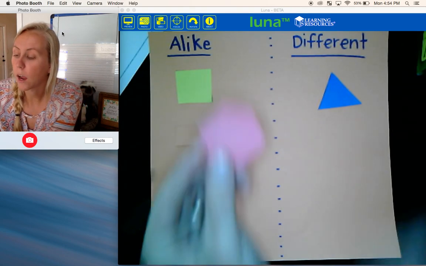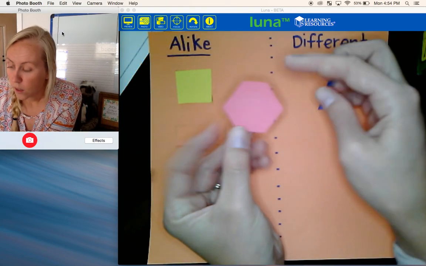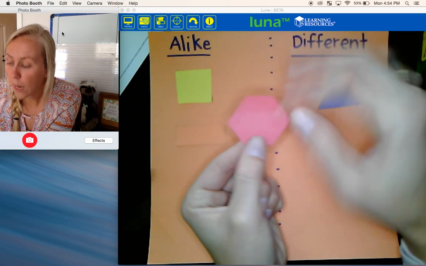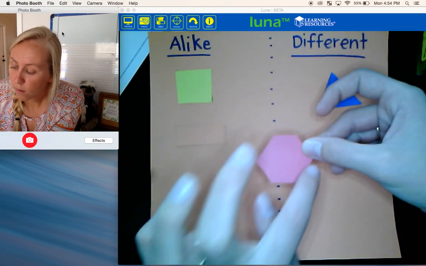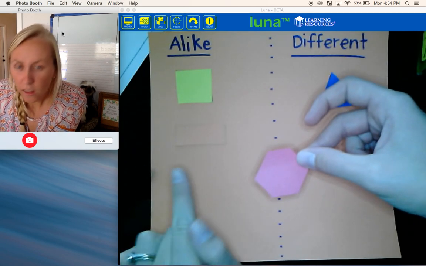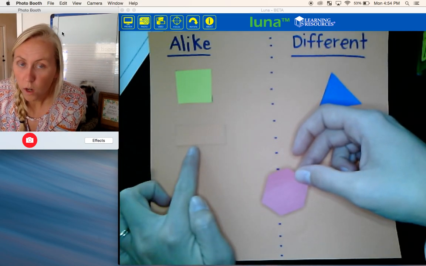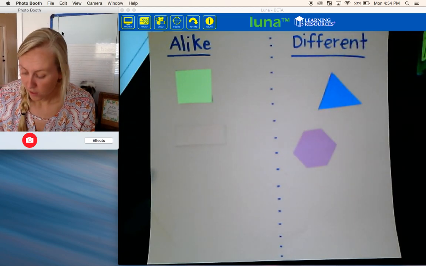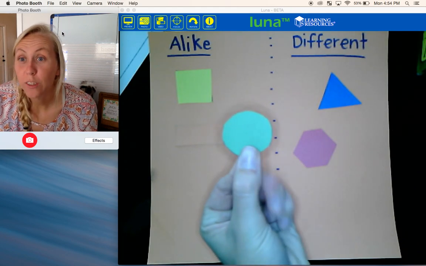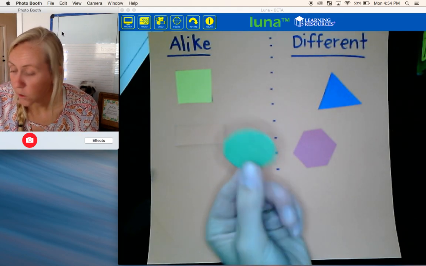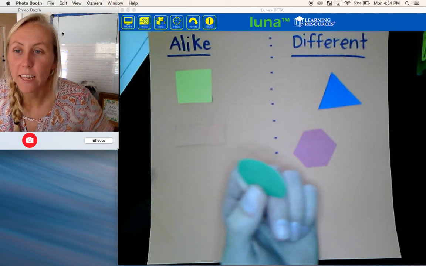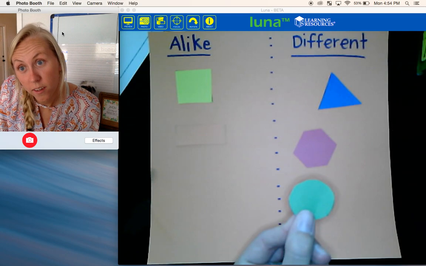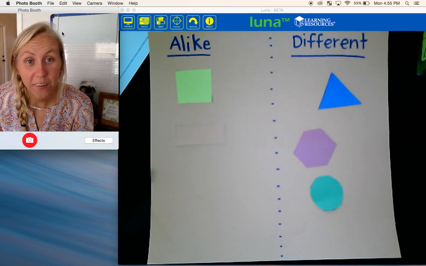Okay, now let's look at our hexagon. Let's count our hexagon. 1, 2, 3, 4, 1, 2, 3, 4, 5, and 6. Is that like these ones that have 4, or is that different? It's different, so it's going to go on this side. Okay, and then our last one is our circle. Our circle doesn't have any vertices, so that's kind of easy. Is that like our ones that have 4 vertices, or is that different? It's different, so it's going to go here.